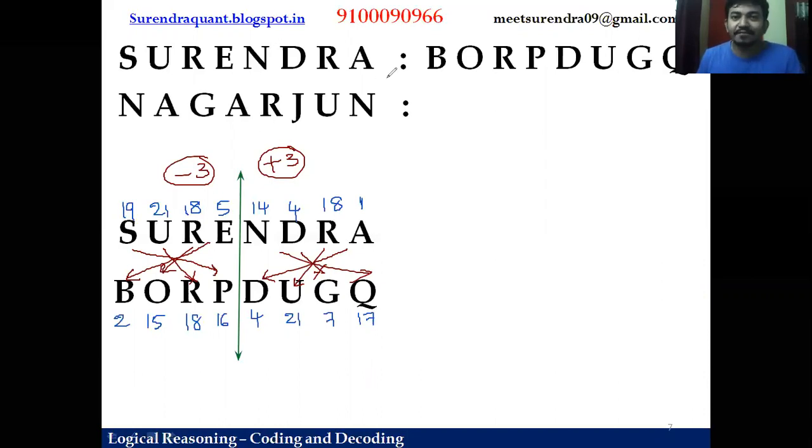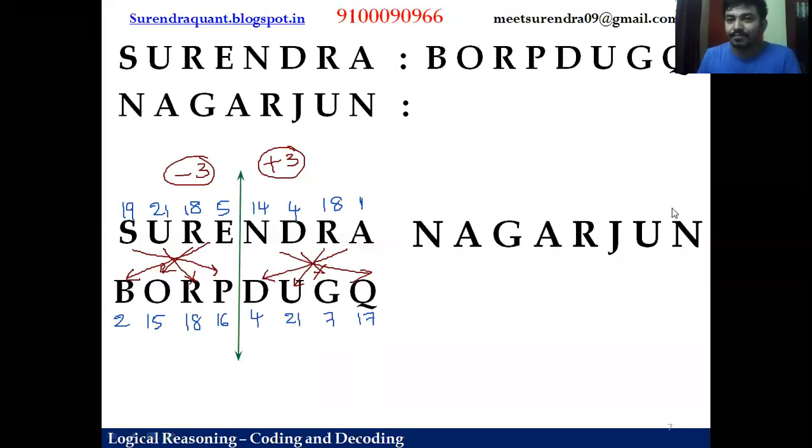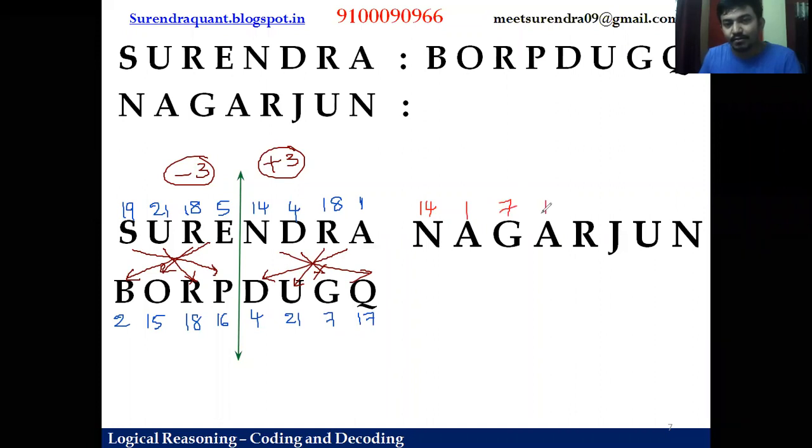Now we have to finish the word Nagarjuna, right? Nagarjun, right? So let us take the word Nagarjun. Let us try to give the numbering for this. So the numbering is, this is 14, this is 1, this is 7, 1, 18, 10, 21, and then this is 14. So as we did equal number of letters for the word Surendra, so let us do the same thing for the word Nagarjun.